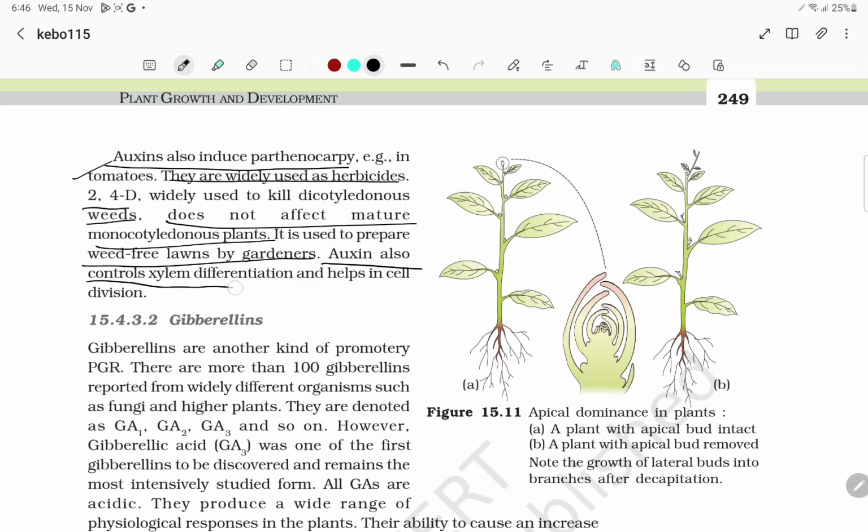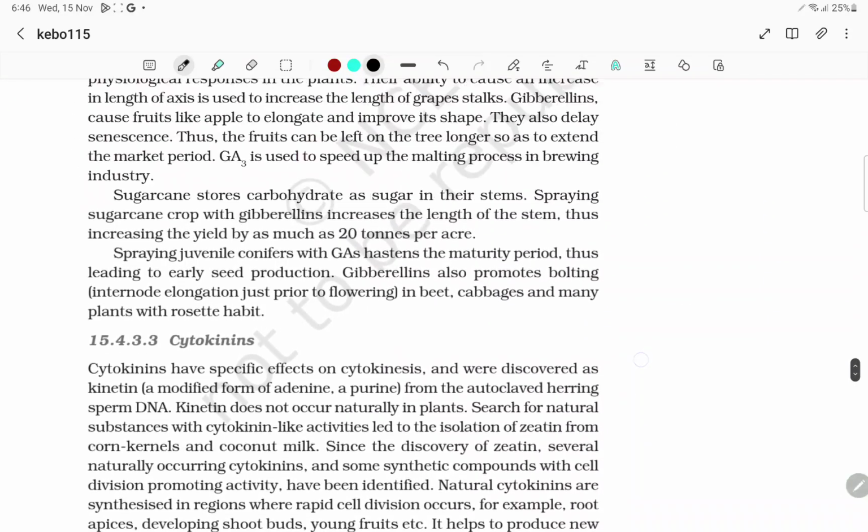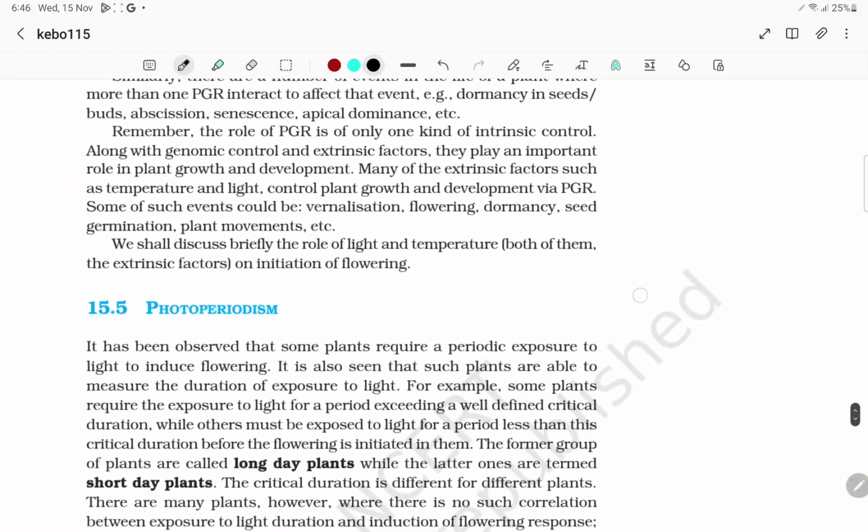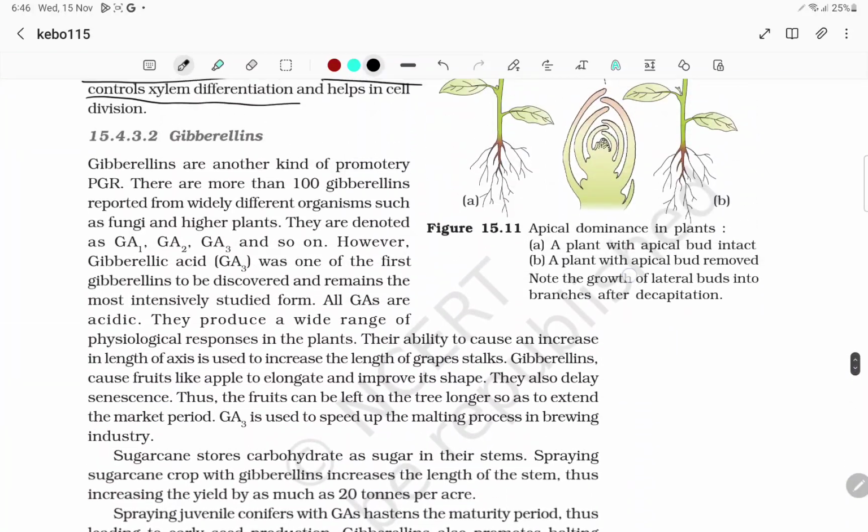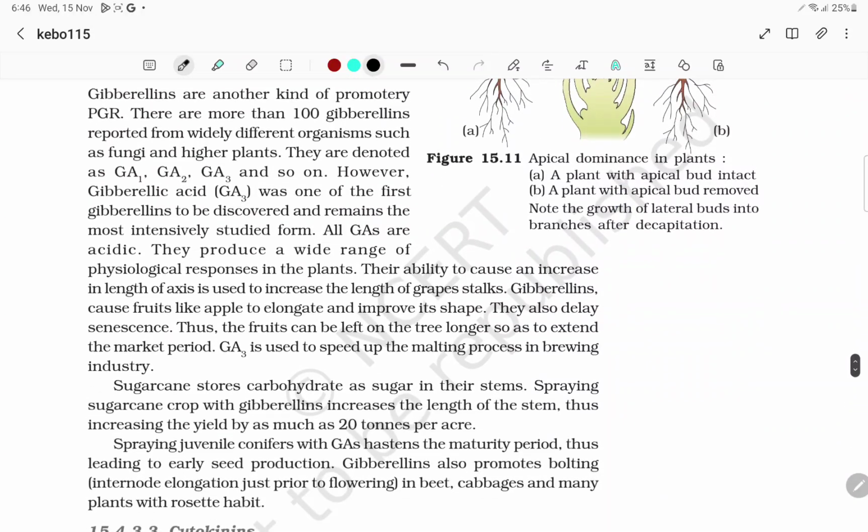Auxins also control xylem differentiation and help in cell division. Next, gibberellic acid is another kind of promotory PGR. There are more than 100 gibberellins reported from widely different organisms such as fungi and higher plants. They are denoted as GA1, GA2, GA3 and so on. However, GA3 was the first one discovered, gibberellic acid, and remains the most intensively studied form.